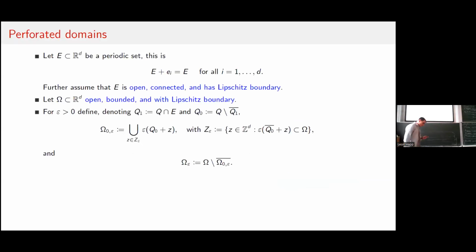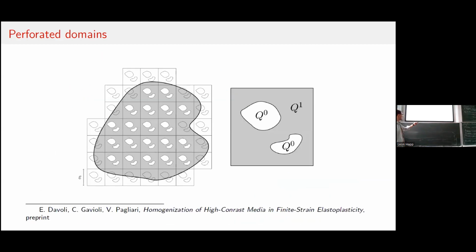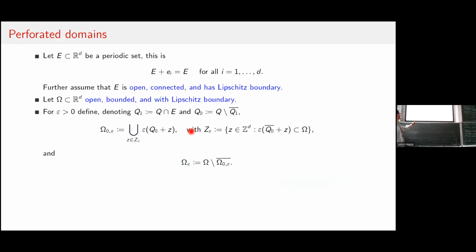Yes. Okay. So what do I mean by perforated domains? Let's take some periodic set E, which is periodic in all Cartesian directions. So it's translation invariant by adding the different Cartesian unit vectors. We further assume that it's open, connected, and has Lipschitz boundary. And we also take another set omega, which is open, bounded, and again with Lipschitz boundary. So we want some regularity for the boundary there.